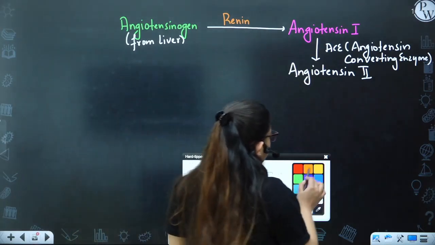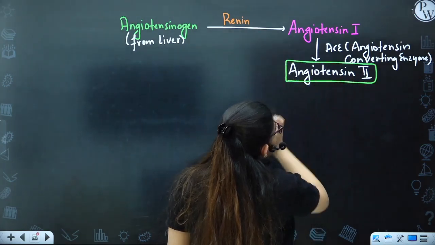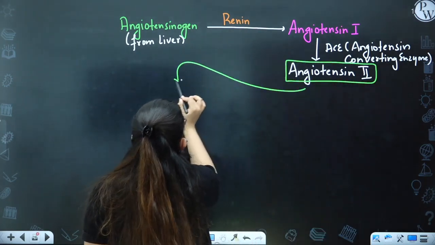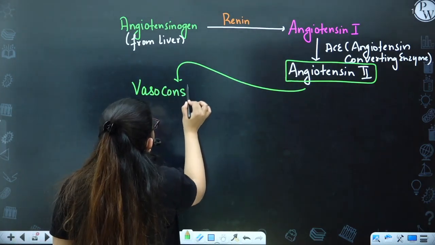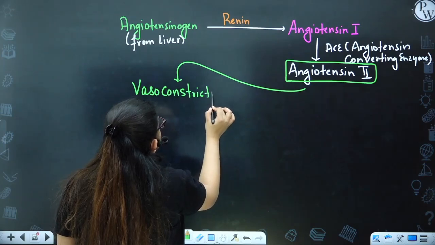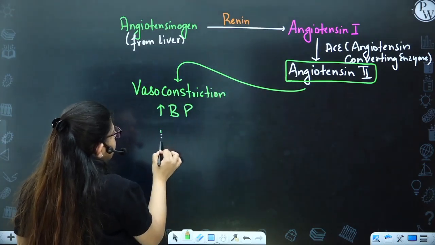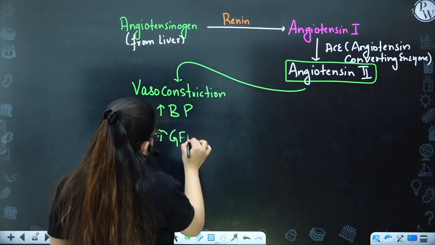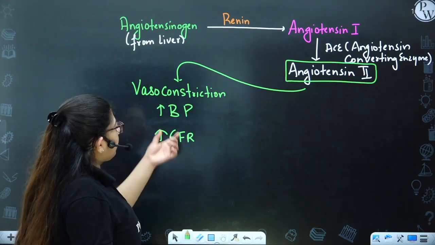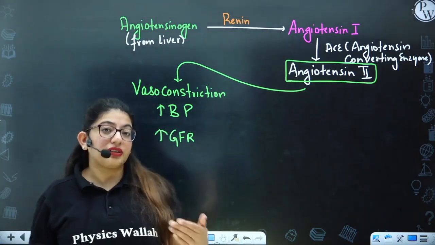Now, what is this angiotensin 2 going to do? First of all, it will cause vasoconstriction. And due to this vasoconstriction, definitely there will be an increase in blood pressure and hence an increase in GFR. Why does an increase in blood pressure cause an increase in GFR? Because there will be an increase in net filtration pressure.